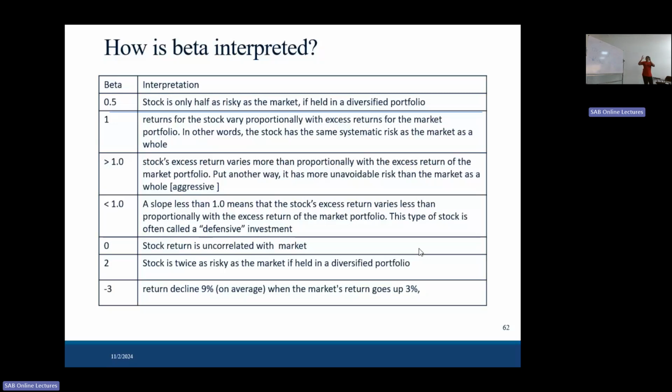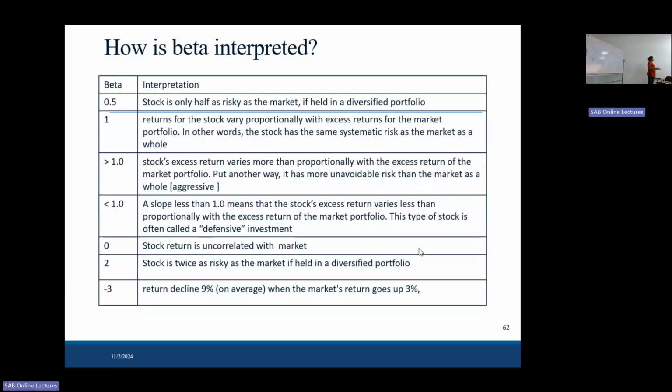If the beta coefficient is equal to 1, it means that this particular company's systematic risk is equal to the average market portfolio risk. It means that when the market portfolio increases by 1%, this is also increasing by 1%. When the market decreases by 1%, this is also decreasing by 1%. That is the meaning.